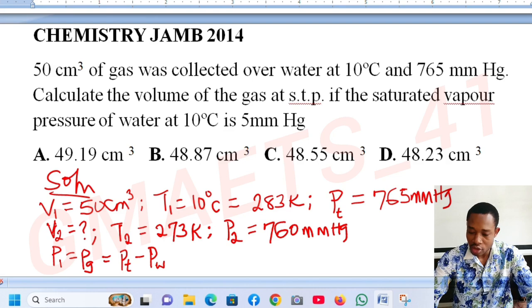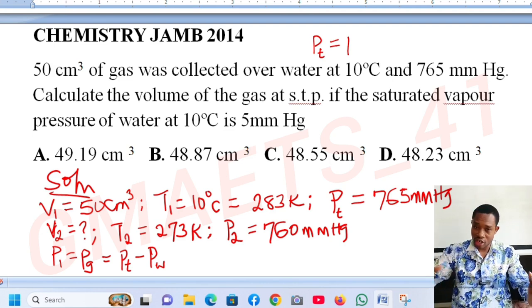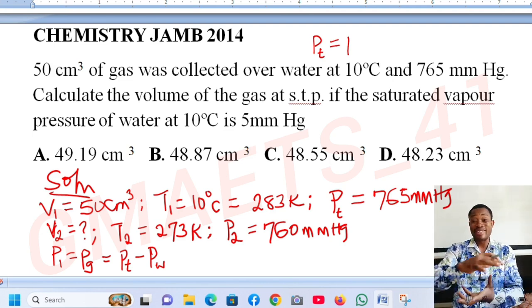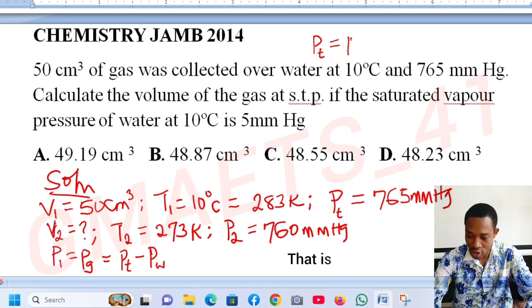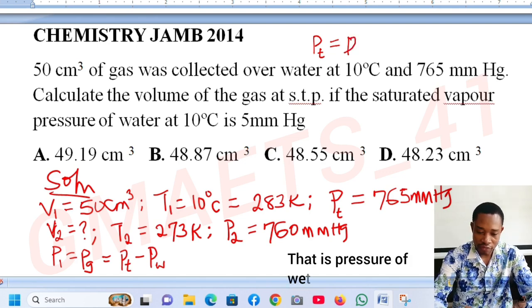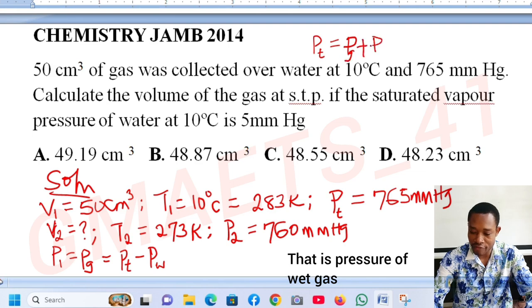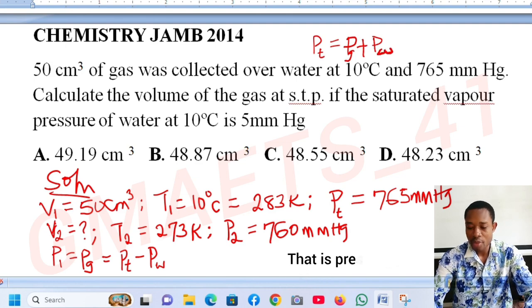Please take note. The total pressure of the gas, PT, will be equal to the total pressure of the system of gas and water vapor. That total pressure is going to be the pressure of the gas, I'm using PG, plus the pressure of the water vapor. So you want to take note of this, PW, pressure of the water vapor.